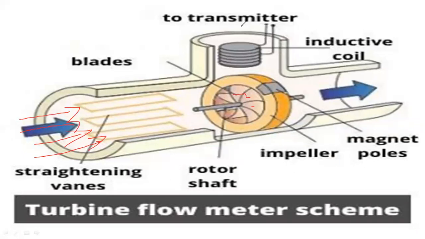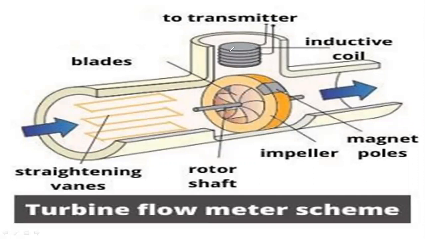The turbine in running position is connected through this to the transmitter. This transmitter is a mechanical device to calculate the speed of the rotor shaft, the speed of the turbine. So from the turbine, we can calculate the flow rate of the fluid in the pipe.